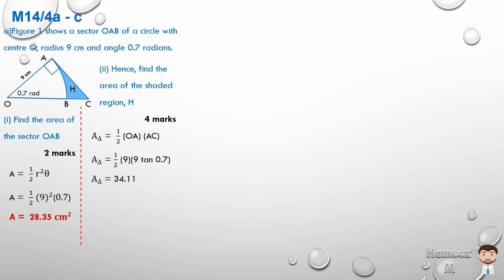So if we want to find the area of the shaded portion H, then the area of H would be area of the triangle 34.11 minus the area of the sector 28.35, which gives us the area H is equal to 5.76 square centimeters.